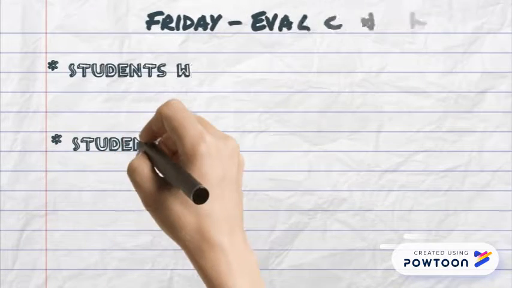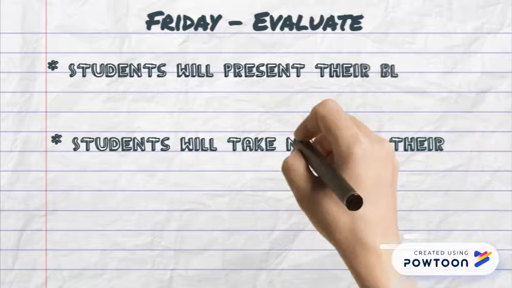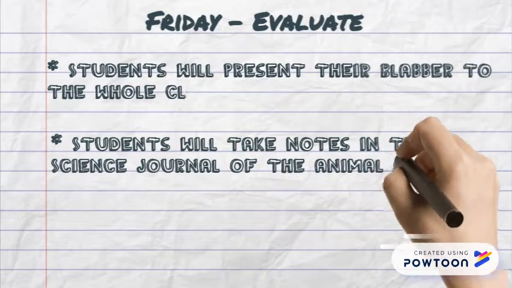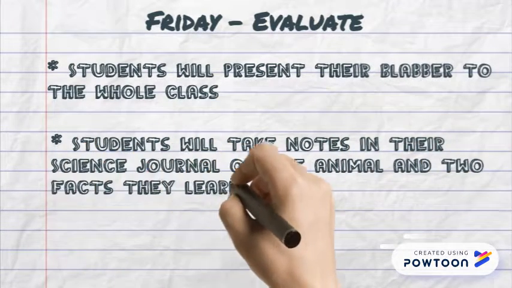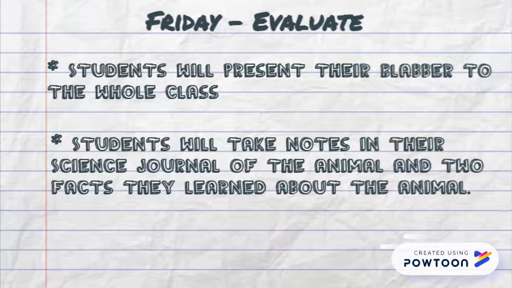Friday, Evaluate. Students will present their blabber to the whole class. Students will then take notes in their science journal of the animal and 2 facts they learned about each animal.